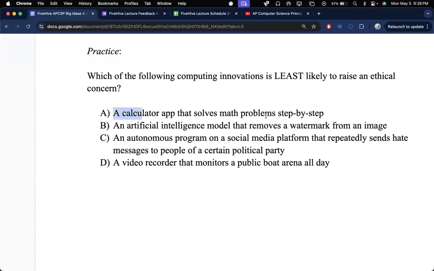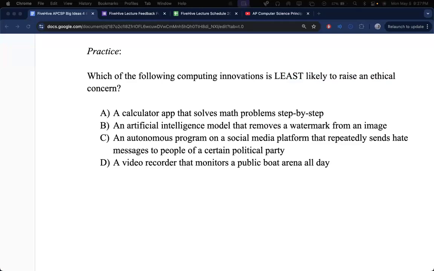So the way I was thinking about this, right, is A, a calculator app that solves math problems step by step. You could use it to cheat, but if you're a teacher and you know about this app, you can pretty simply restrict it, right? And say no access to any digital things or anything, right? So you can have people not use that. As far as a video recorder that streams all day, the people who are being streamed don't know that they're being streamed, right? So yes, it is public, and it could be considered security, but I would still say that A is less likely to raise an ethical concern, right?